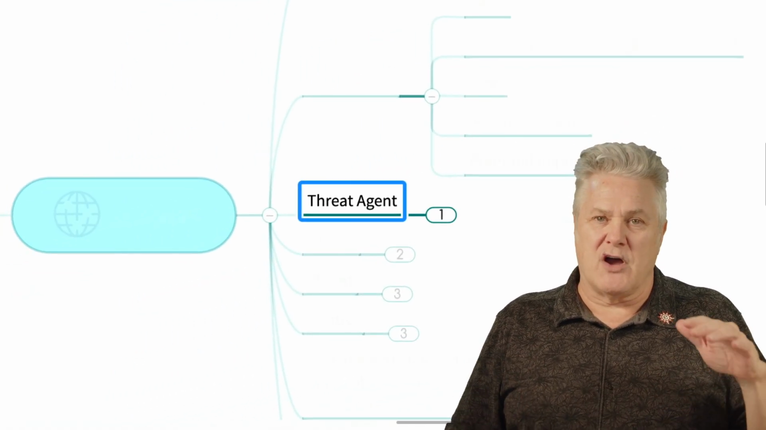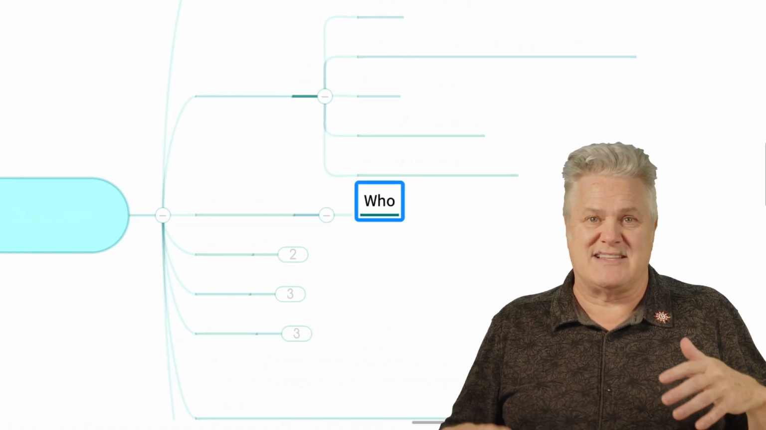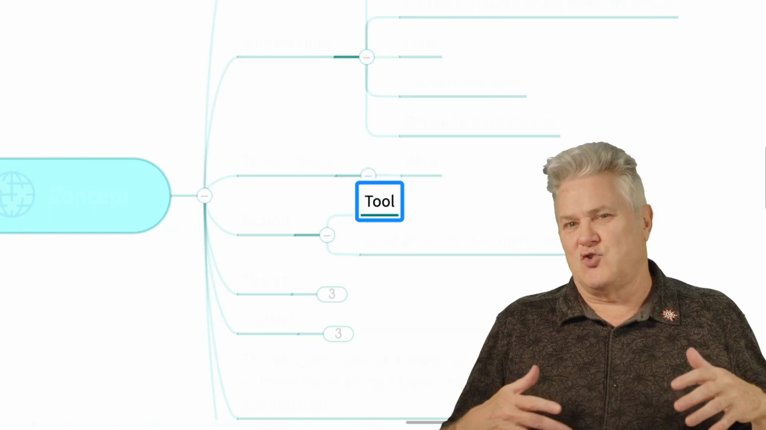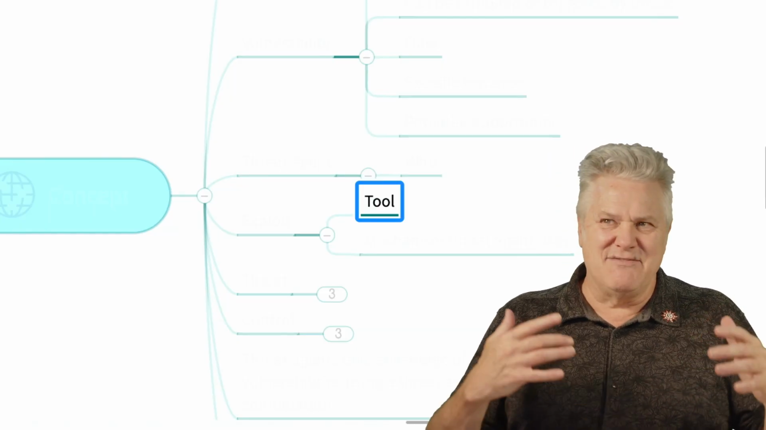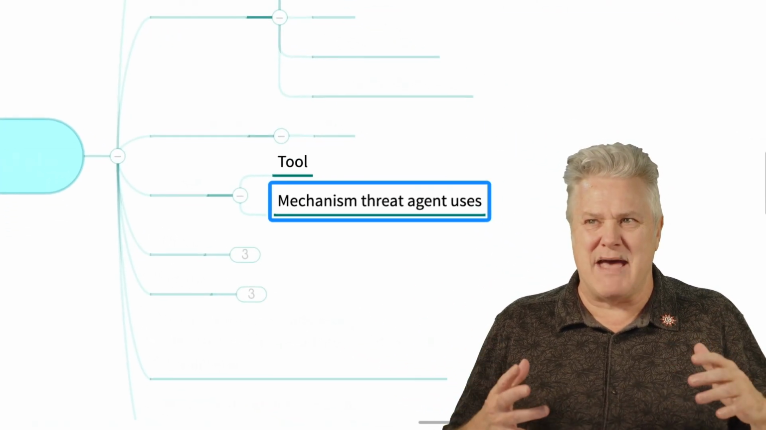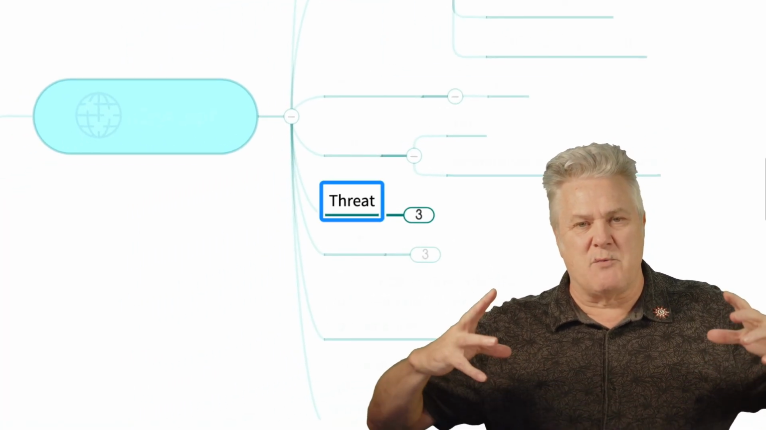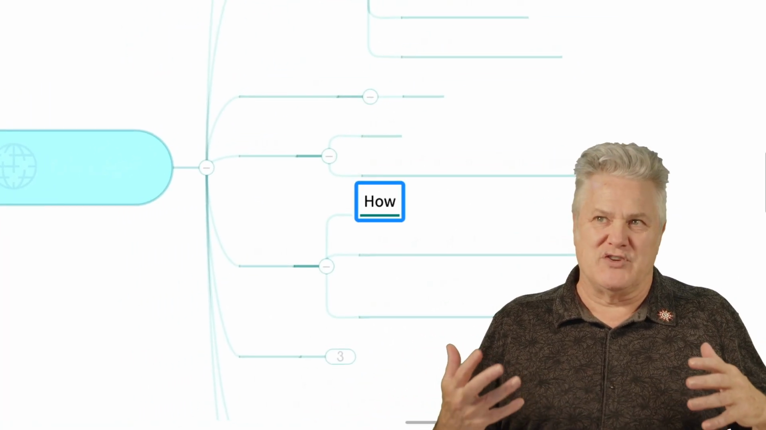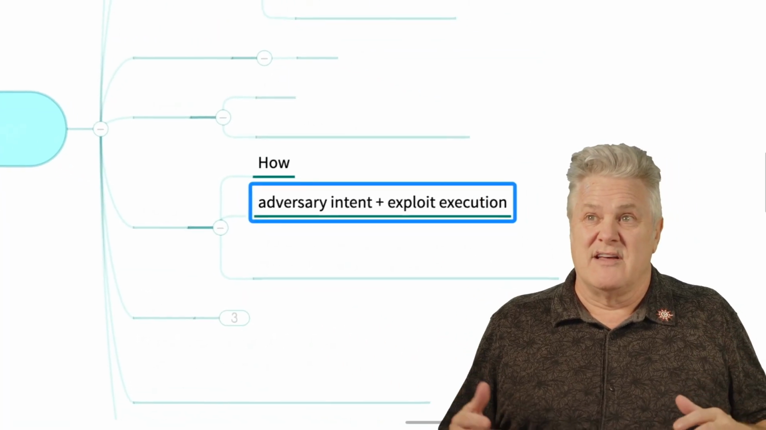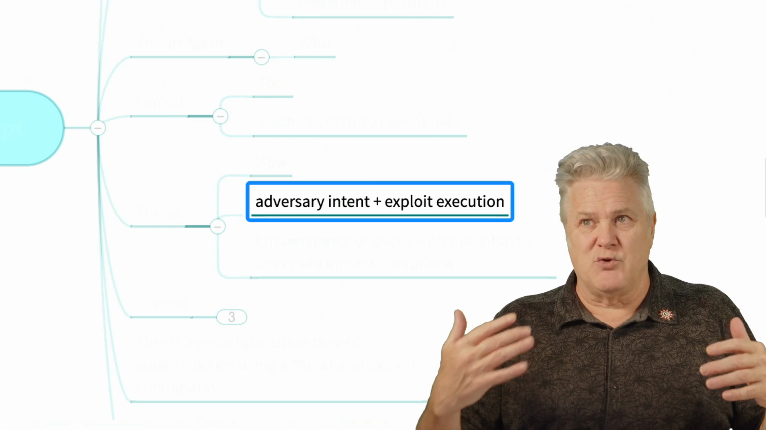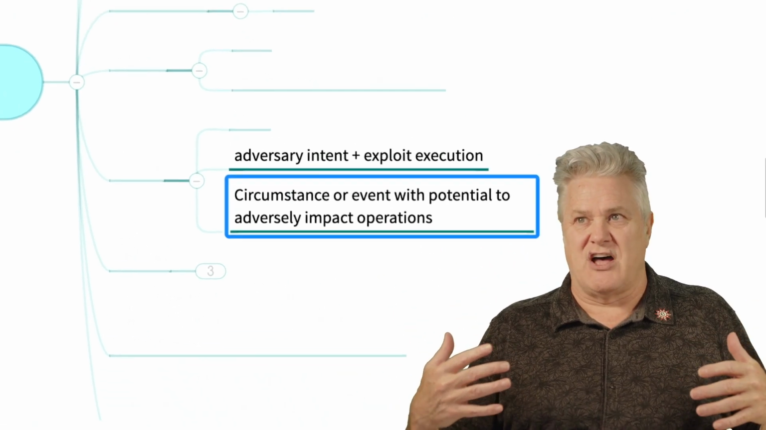Now, when we talk about a threat agent, that's the who, that's the evildoer. When we talk about an exploit, that's the tool, that's kind of the how of it, but it's really the mechanism the threat agent uses. When we put this together, that's when we talk about a threat, which really is the how. So that's the adversary's intent, that's the threat agent, and the exploit execution, that's the exploit itself.